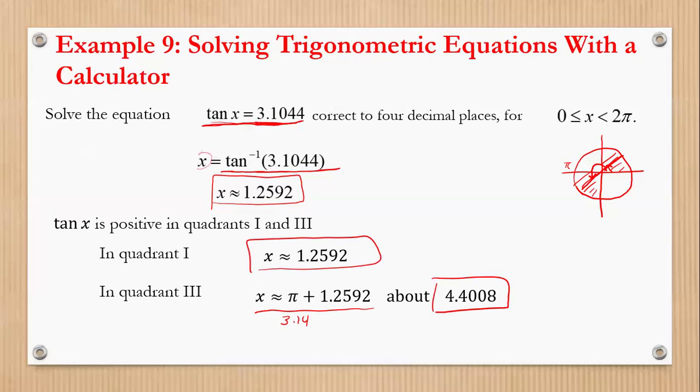So remember, if you are looking for an angle in the third quadrant, you always add pi. If you're looking for an angle in the fourth quadrant, which is this angle, you need to subtract the number from 2 pi.